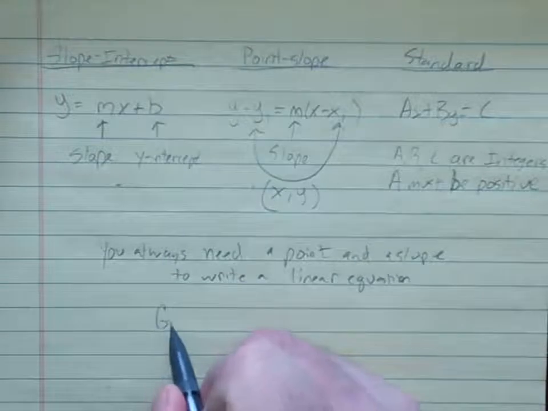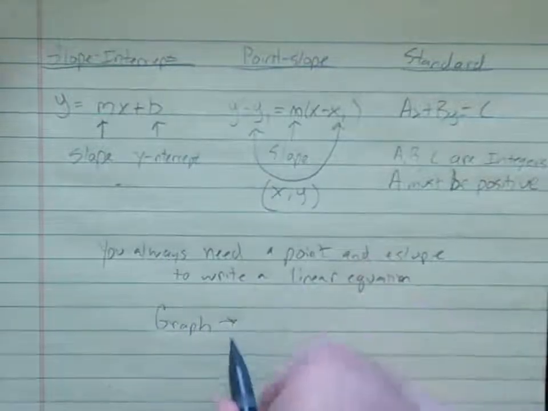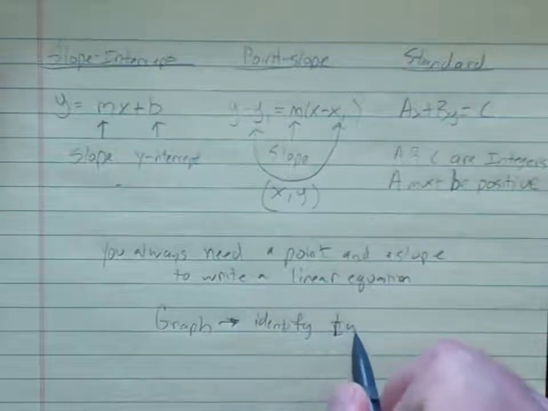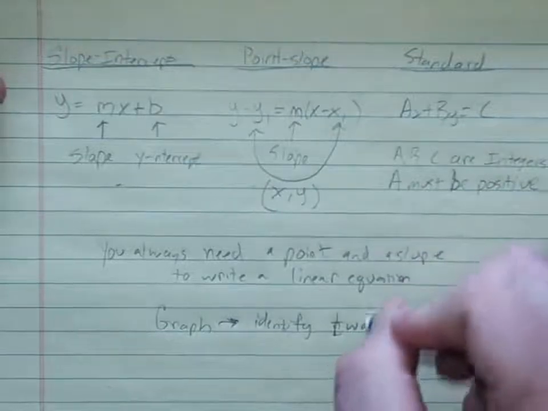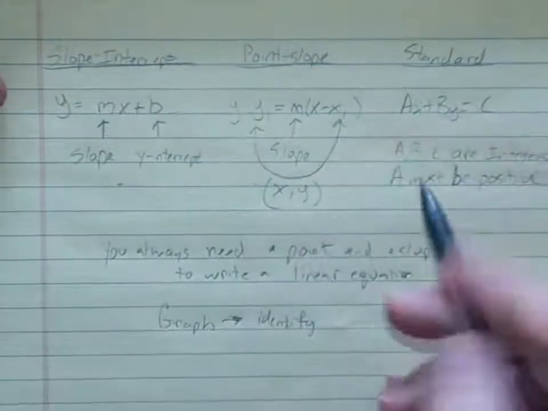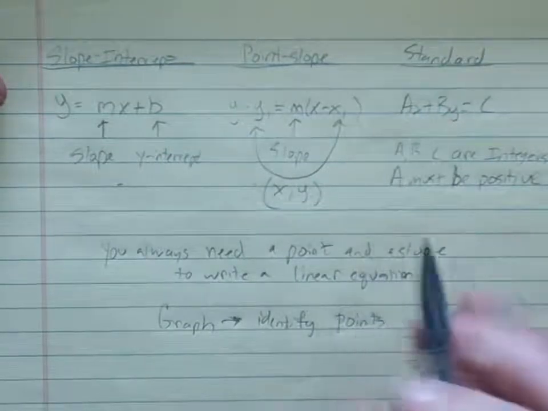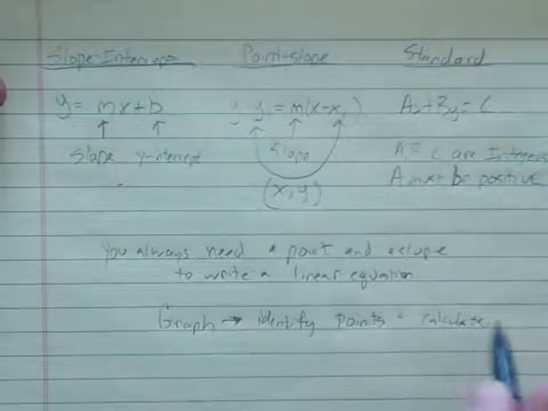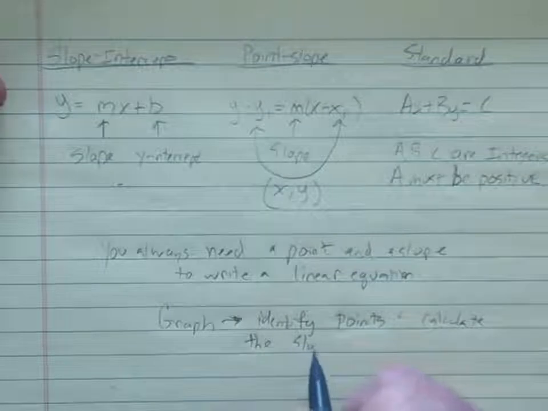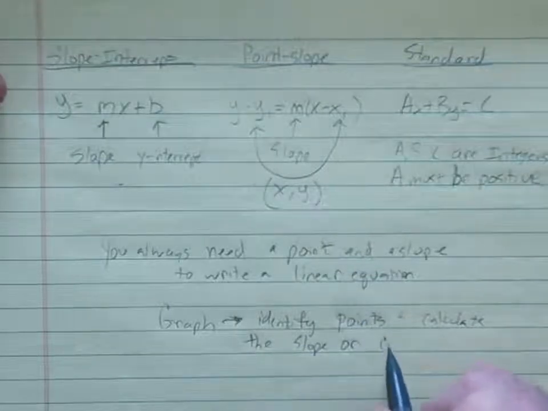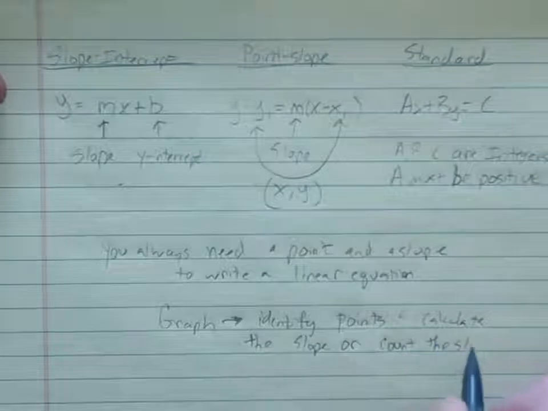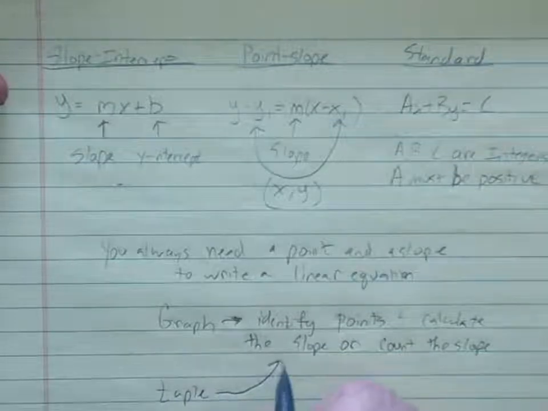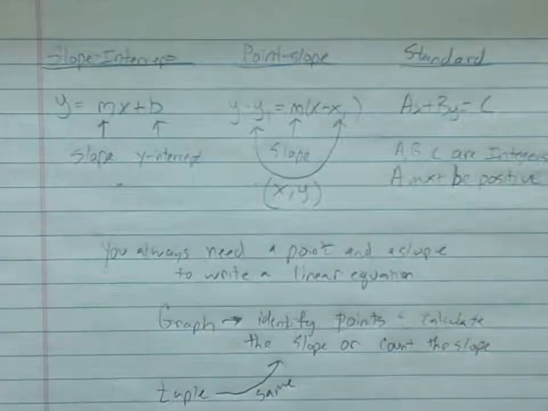If you're given a graph instead, just identify them. Identify 2 points. And then from there, you can either calculate the slope or count the slope. Right? Same with the table. You just got to be able to pull that right off of there.